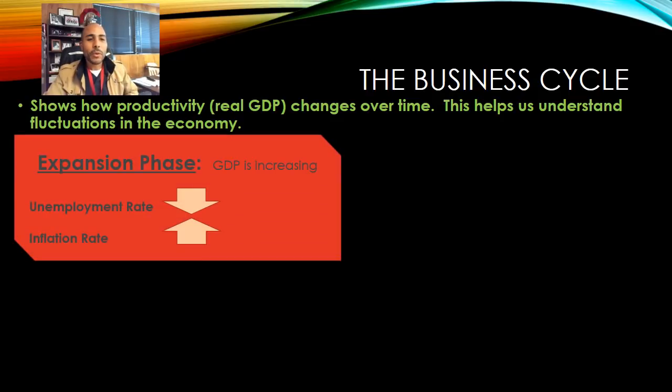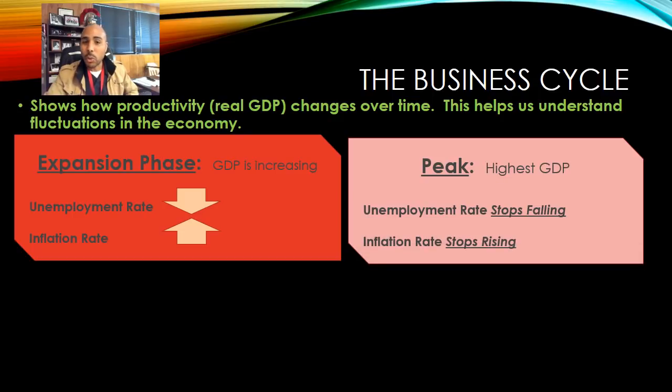All right, so first off, let's talk about the expansion phase of the business cycle. The expansion phase is when our GDP is increasing, and that causes the unemployment rate to go down, but unfortunately it causes the inflation rate to go up. So that means that when the economy is doing well, things are getting more expensive, and part of the reason why is because consumer demand is increasing due to the fact that our annual income is rising because so few people are unemployed during the expansion.